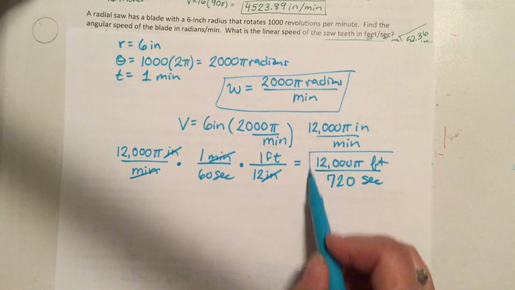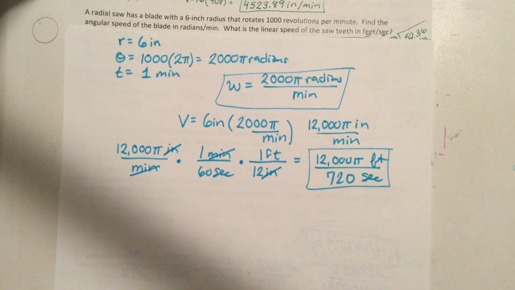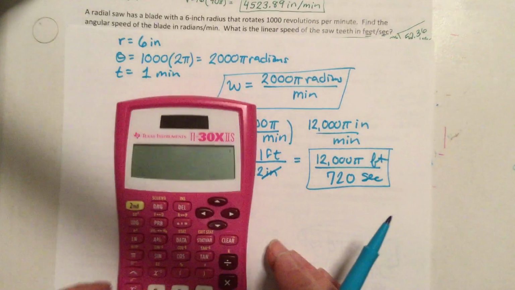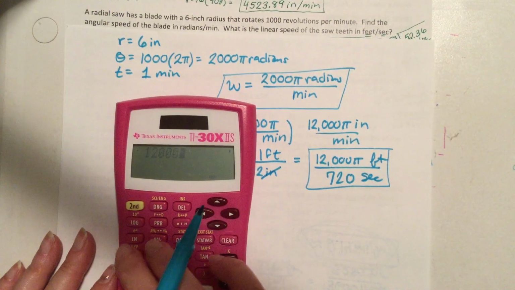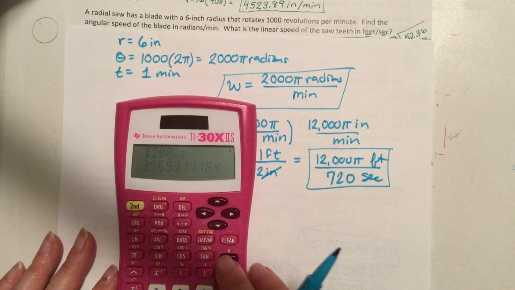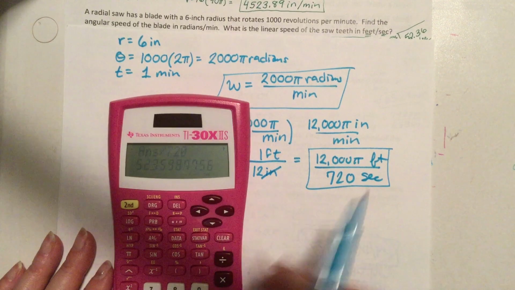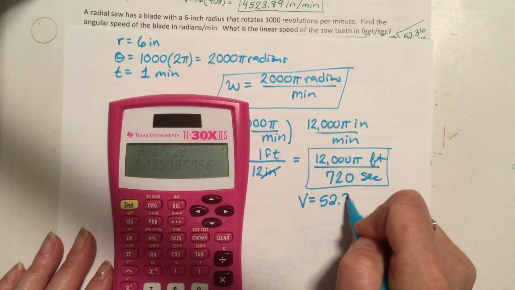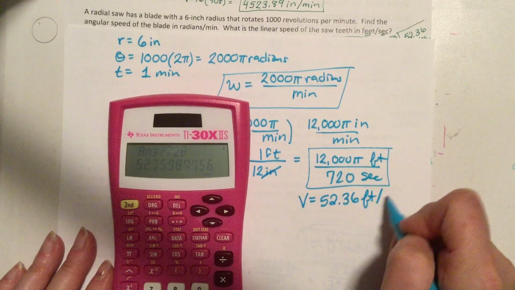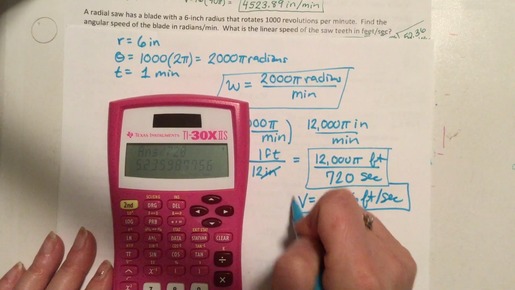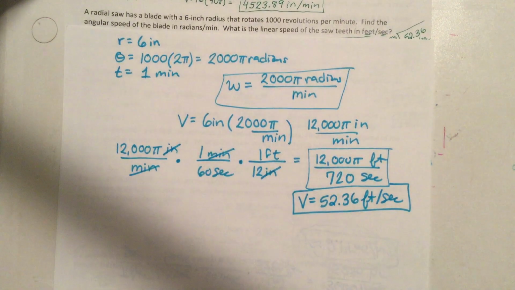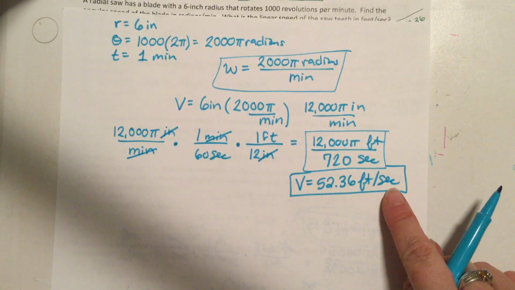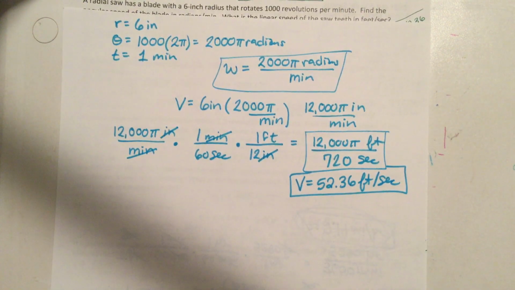When you're doing this, this is our linear speed, so we go ahead and calculate it in decimal form. 12,000 pi, there's the top, divided by 720, so our linear speed is 52.36 feet per second. That saw blade, so the teeth on the saw, every second, they travel 52.36 feet.